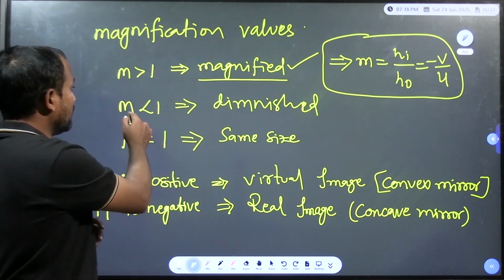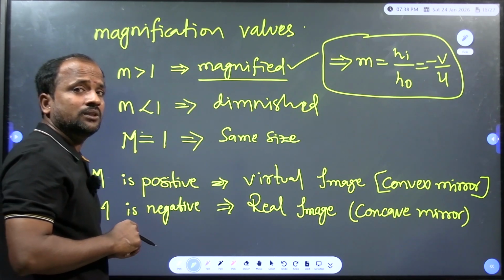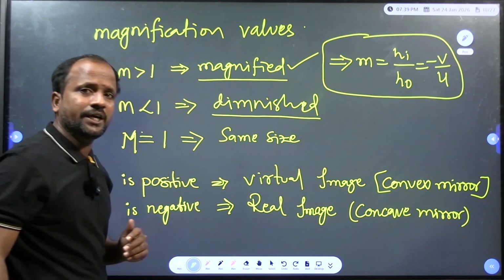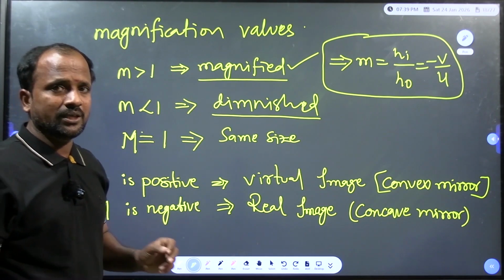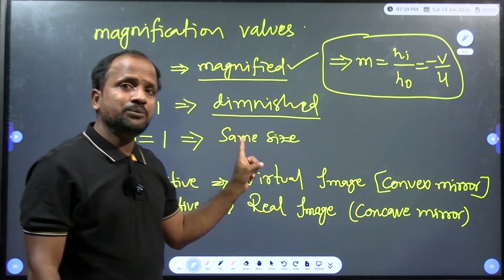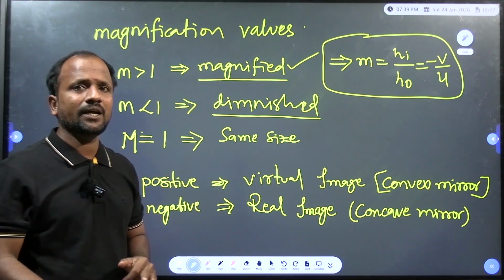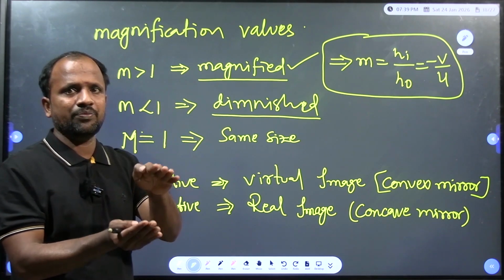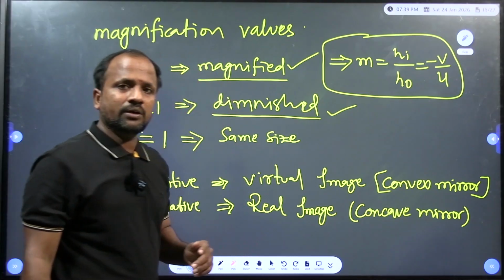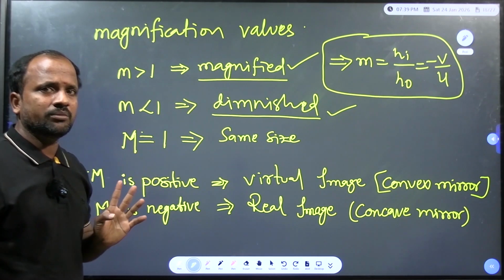Next, M is less than 1. If M is less than 1, then we get a diminished image. If you compare object height and image height, the object height is greater than the image height, so indirectly the image height is small. A diminished image is formed. Remember these values. This is very important information.